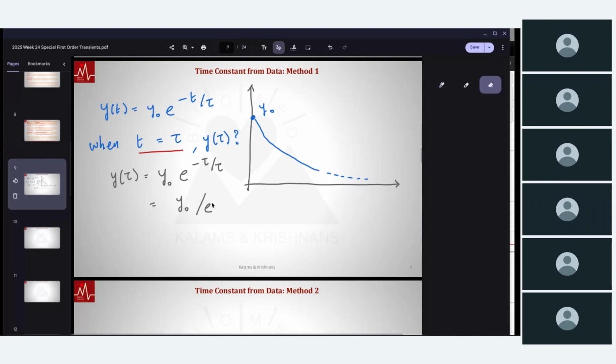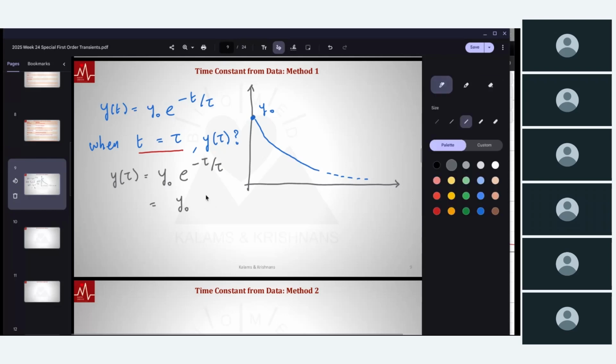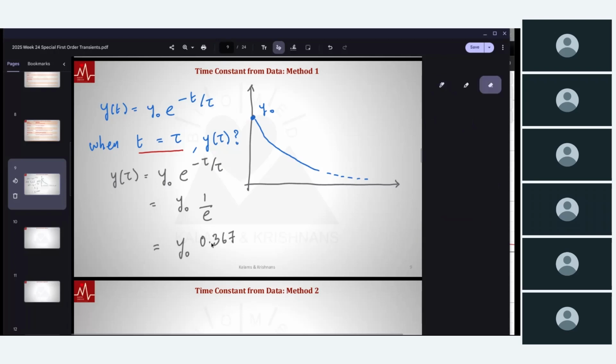I'm going to, again, it helps to see this way. E to the power of minus 1, that is 1 over e. What is 1 over e? Can someone quickly tell me what that value is? 0.378. Actually, it is 0.3678. Okay. Notice y naught times 0.367. Again, this is important.